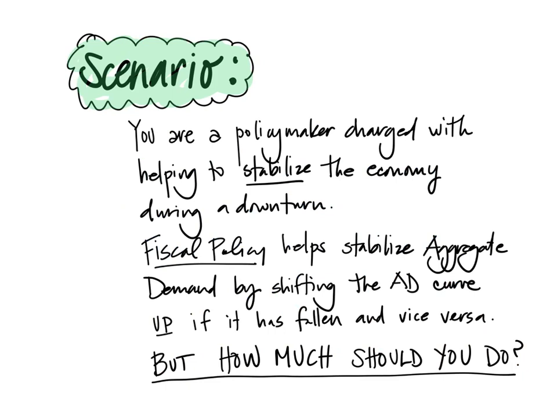So here's a scenario. You're a policymaker and you're charged with helping to stabilize the economy during a downturn. You're going to be using fiscal policy to help stabilize aggregate demand, so you know you're going to shift the aggregate demand curve, and you're going to shift it up if it has fallen, and vice versa. In this case, you want to shift it up because you have a downturn, right? So recession is what the reality is. You need to push up spending to stabilize against the drop in spending that probably happened. But how much should you do?